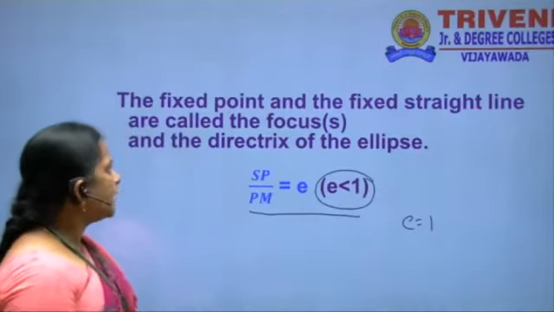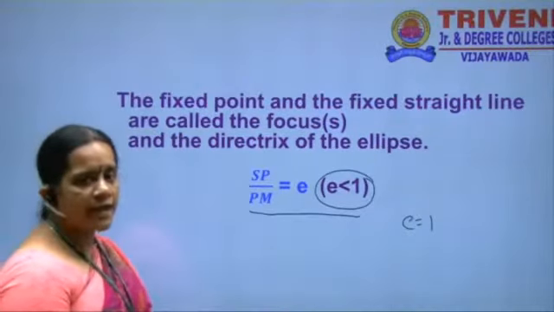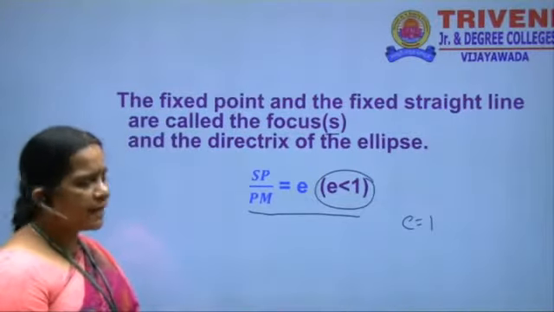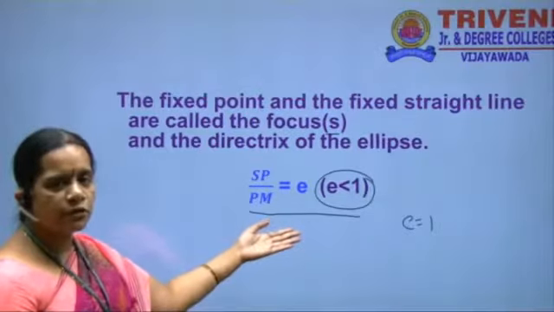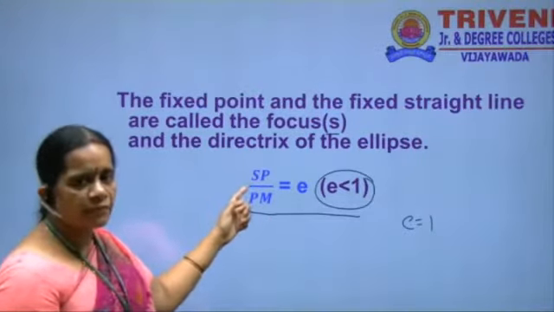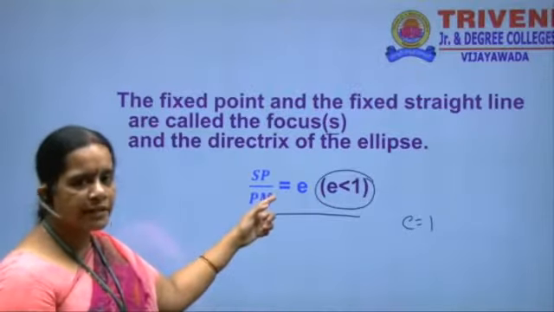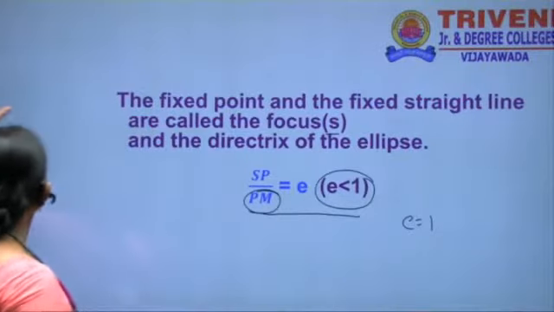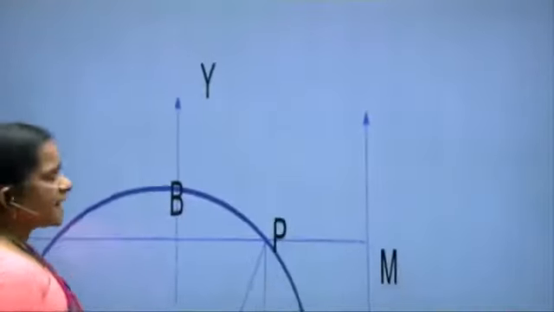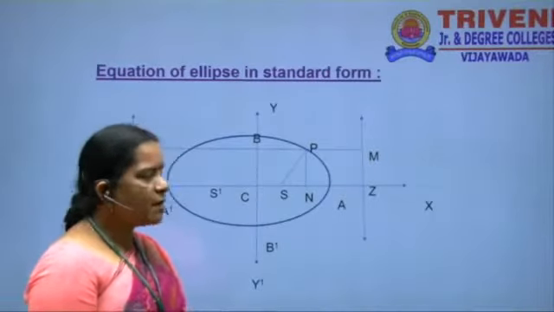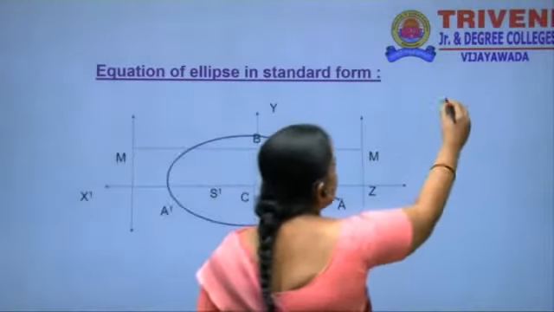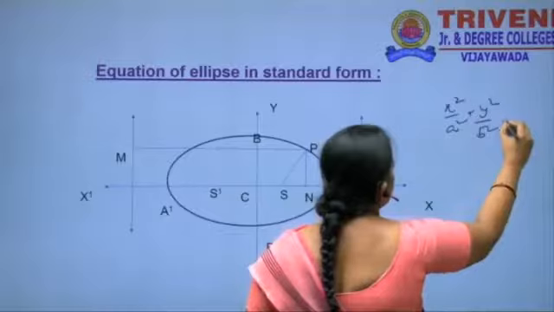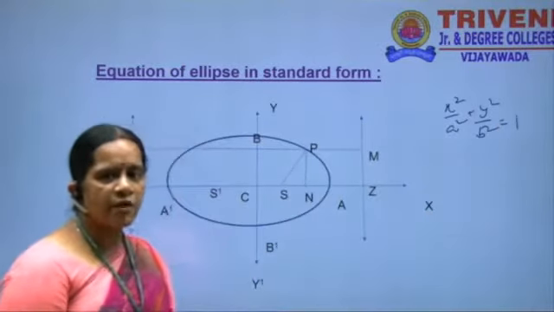The fixed point is called the focus and is denoted by S, and the fixed straight line is the directrix, with SP by PM equal to E. Here S is the focus, P is any point on the ellipse, and PM is the directrix. Now the standard form of the ellipse is x square by a square plus y square by b square is equal to 1.